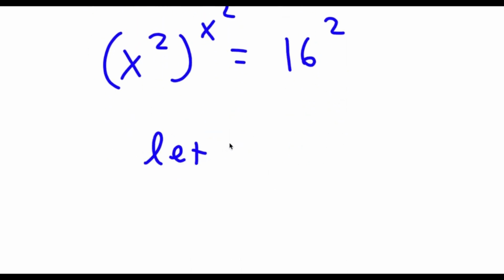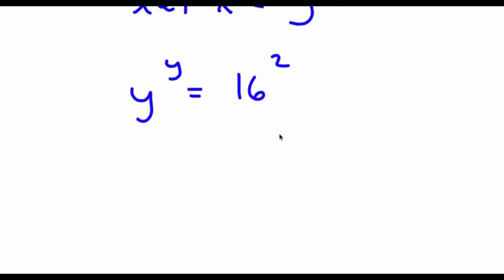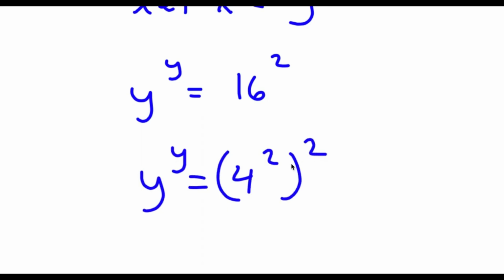Now I'm going to let x to the power of 2 equal to the variable y. So now I have y to the power of y is equal to 16 to the power of 2. Now 16 is the same thing as 4 to the power of 2. So now I have y to the power of y is equal to 4 to the power of 2 to the power of 2.